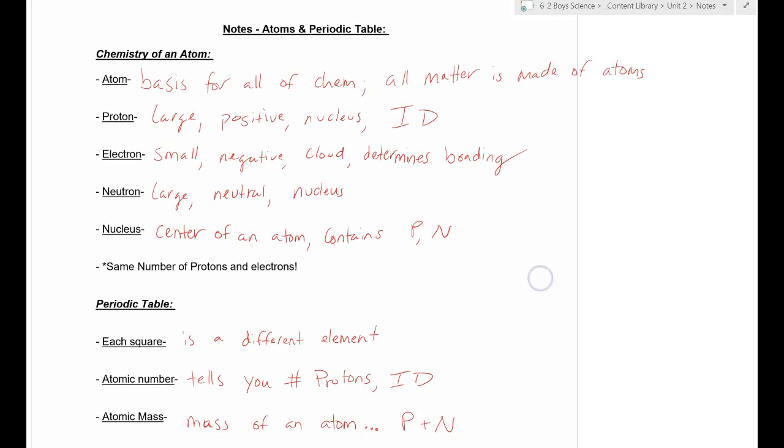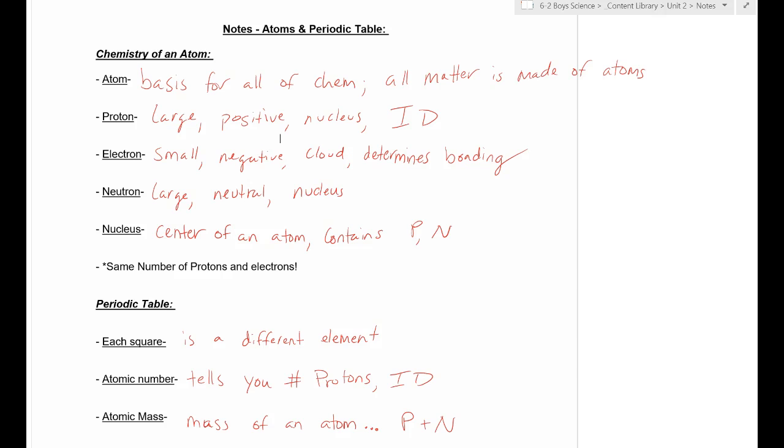So when we're talking about the makeup of an atom, we should remember that an atom is the basis of all chemistry, right? It's the simplest form of matter, and all matter is made up of atoms. So everything that you see around you is made up of atoms of different types, those types being called elements, right? An element is a unique type of atom, just like carbon or hydrogen or oxygen, right? And those different atoms are different because they have a different number of protons. So each element on the periodic table will have a different number of protons.